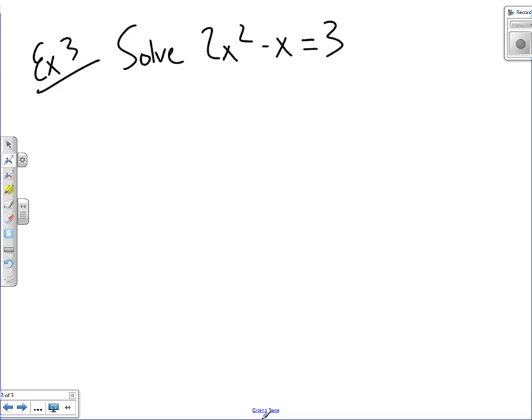And in general, it's a good idea to keep the number in front of the x squared thing, or the letter squared, because this doesn't always have to be x. It could be any letter. But it's good to keep that positive. So what we're going to do is we're going to subtract 3 from both sides.